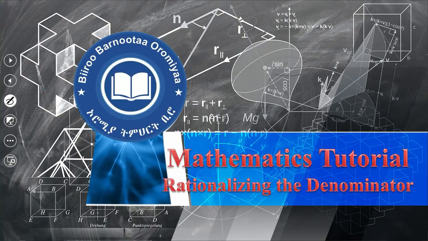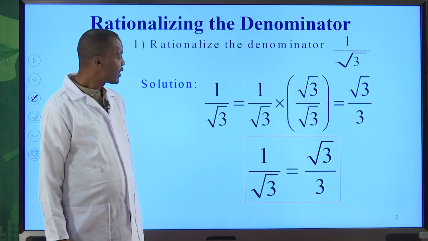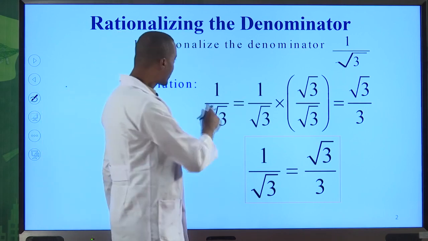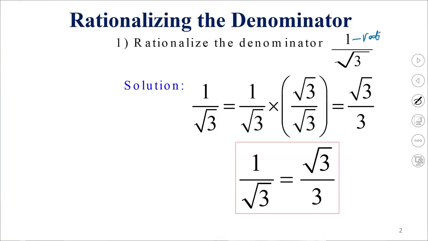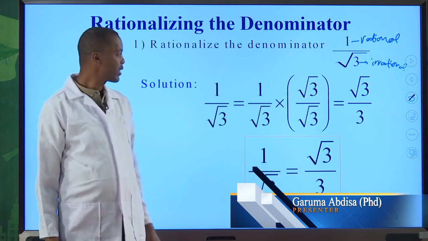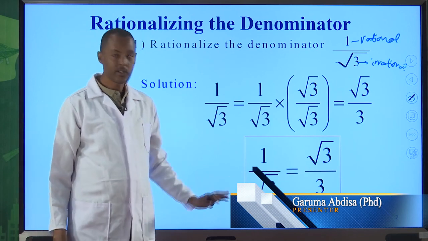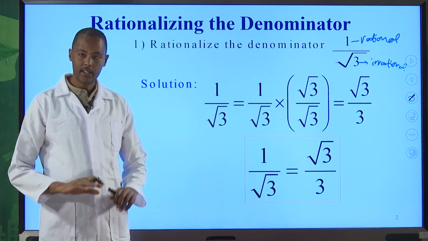Today we are going to have a look at rationalizing the denominator of a given mathematical expression which has an irrational number in its denominator. As you can see, for example, in this case, 1 is a rational number, while square root of 3 is an irrational number. So our purpose is to convert the whole expression, which is 1 divided by root 3, in such a way that the denominator of this mathematical expression will only consist of a rational number.